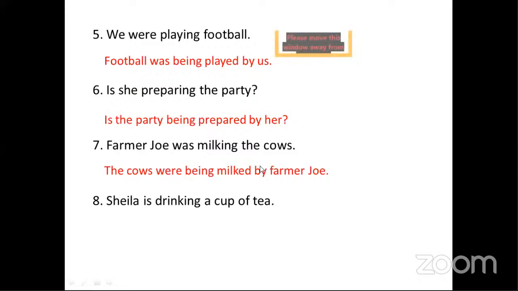Then were being milked. This milking, that is a regular verb. Then milked by Farmer Joe.